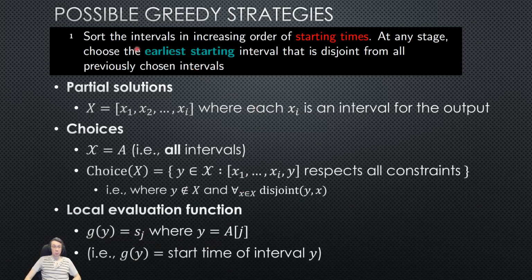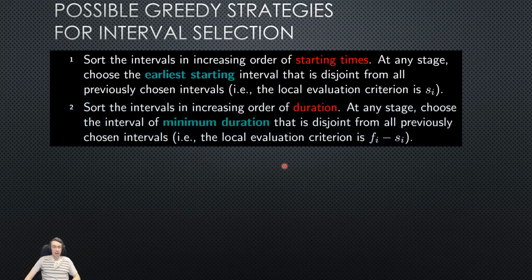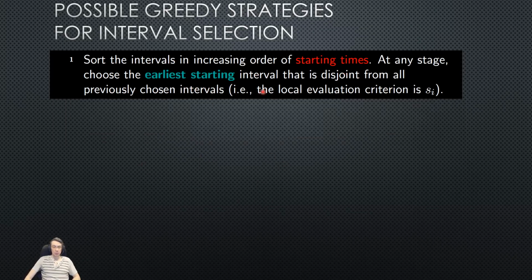And you notice we're going to sort the intervals in increasing order of start time. So we never actually need to evaluate this local evaluation function. It's going to be encoded in the sorted order, because at all times, the interval that minimizes this local evaluation function will be the earliest interval in the sort order that, of course, is disjoint from all the previously chosen intervals. That'll be the one that we pick. Okay, so let's draw out what this looks like. Sorry, we'll talk about that a bit more in a moment.